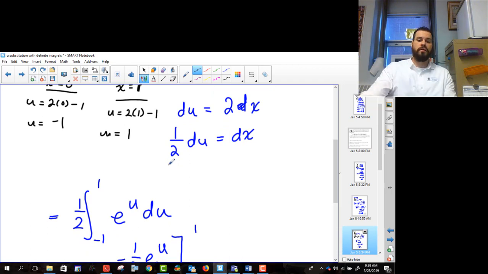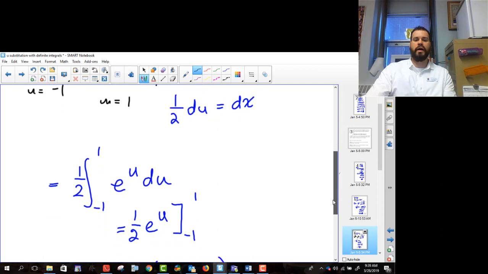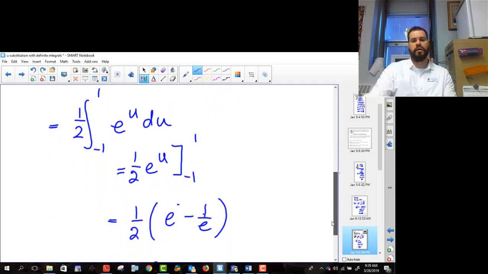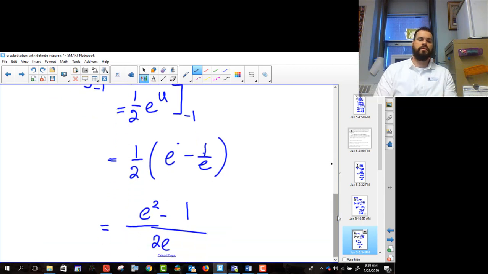And then when we integrate, we get e to the u over 2, just like we did before, but now we're plugging in directly minus 1 and 1. So if we plug in 1, we get e to the 1, which is just e. And if we plug in minus 1, we get e to the minus 1, which is 1 over e. And we end up with the same result. We still end up with e squared minus 1 over 2e. Right? If we get a common denominator here, we're just multiplying that by e to get e squared minus 1 over 2e. So either way it works.